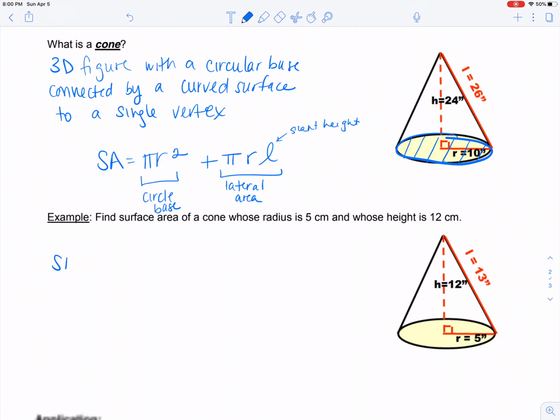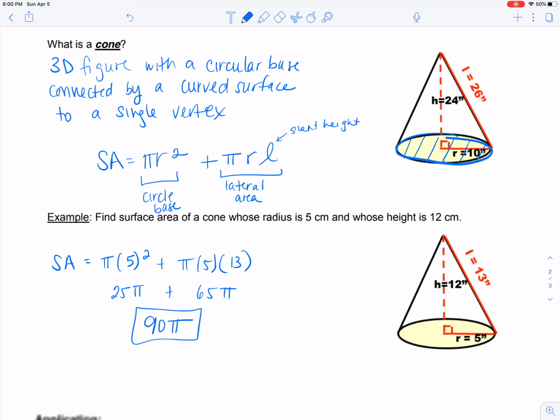So for surface area, and I'm going to keep my answer in terms of pi, which I specify for the examples for you to do. I'm going to plug in the 5 for the radius, plus 5 for the radius again, 13 for the slant height. So I get 25 pi plus 65 pi, both in terms of pi, so I can combine them and get 90 pi as my final answer. And it's inches squared.